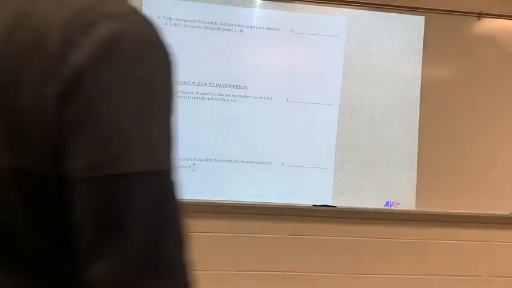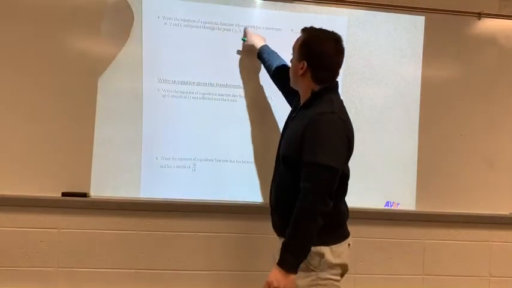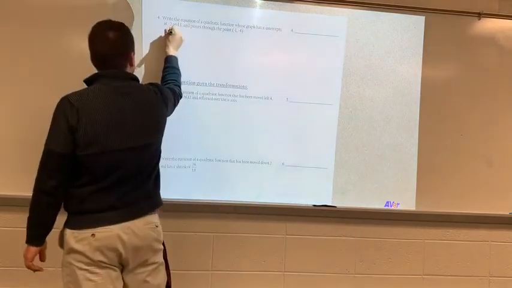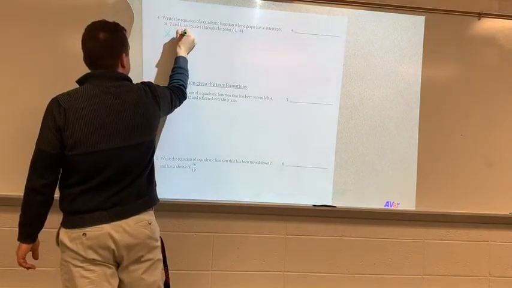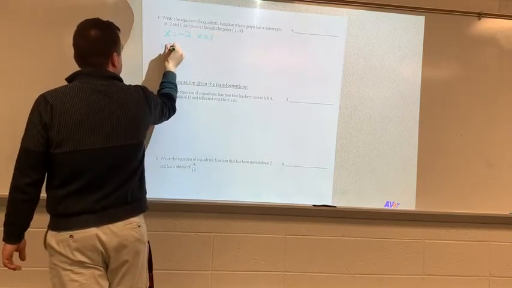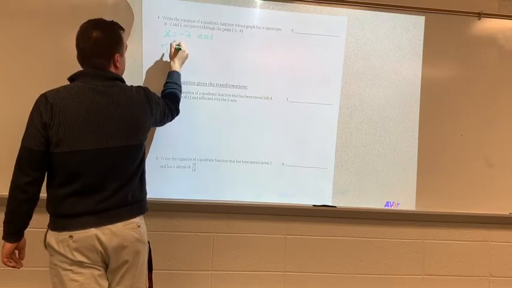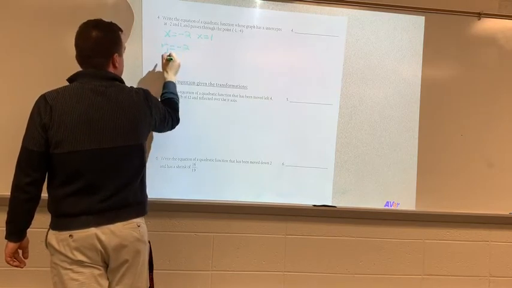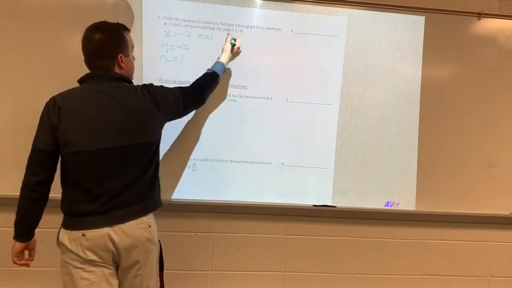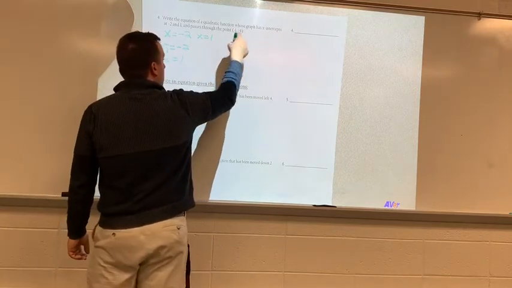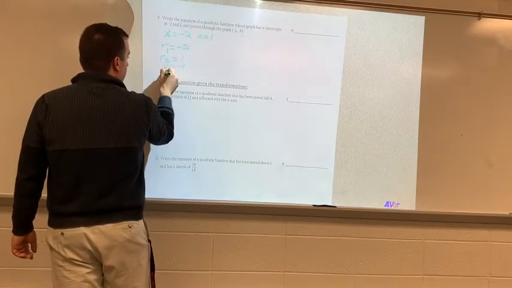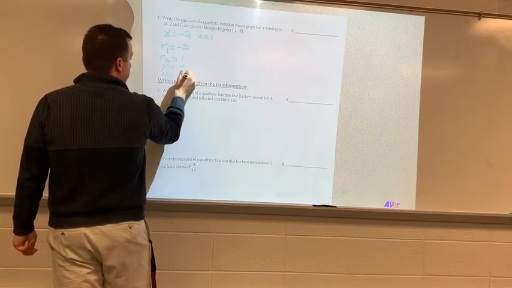In looking at number 4, we have to write an equation of a quadratic function that has x-intercepts x equals -2 and x equals 1, which tells me R1 equals -2 and R2 equals 1. And then we also know that it goes through the point (-1, -4). So we know x equals -1 and y equals -4.